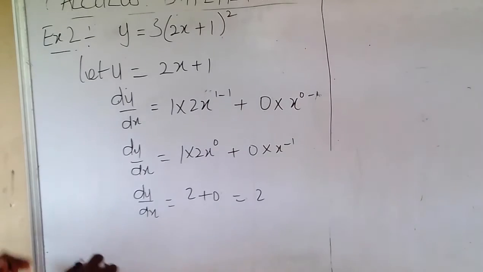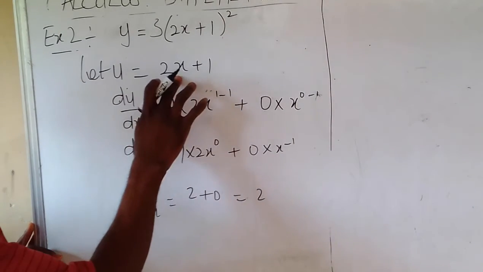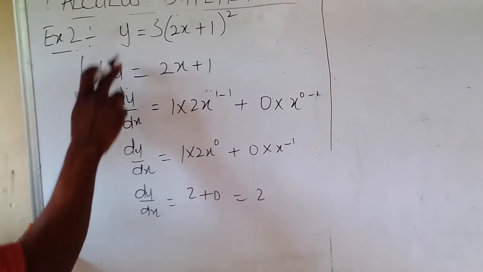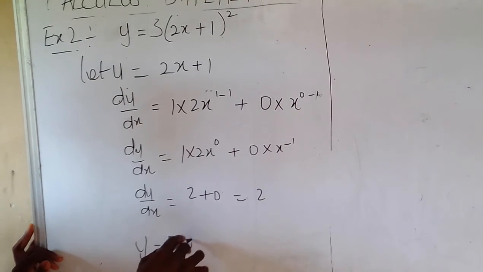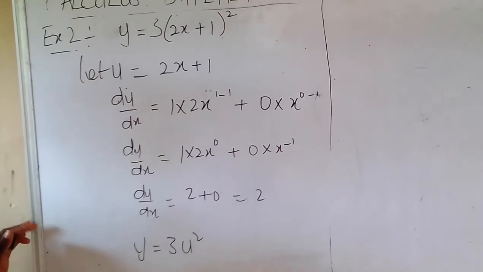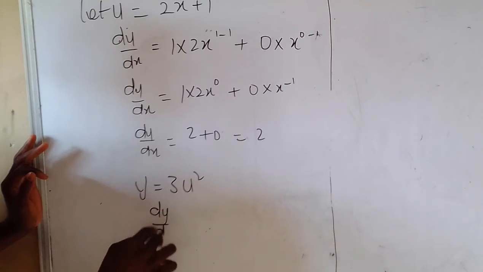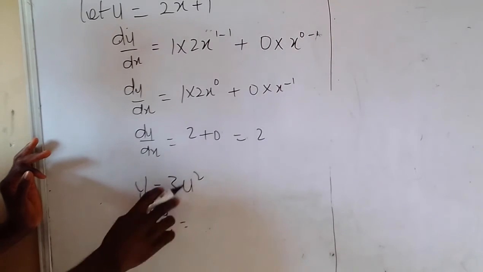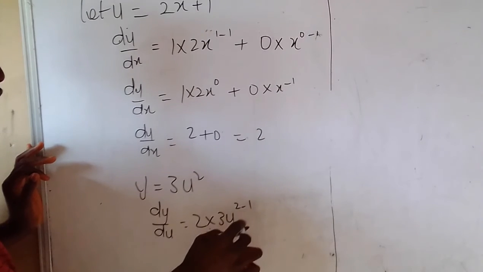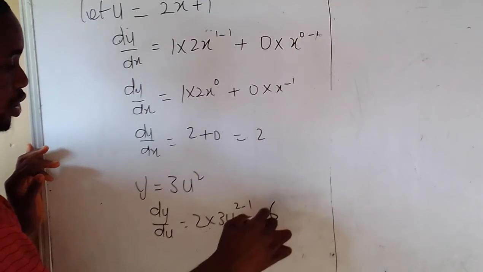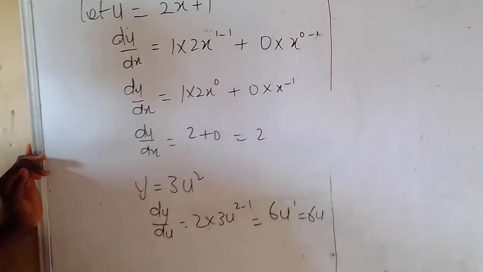So the next thing I have to do is, since we said u is equal to 2x plus 1, it implies that y will be equal to 3u raised to the power 2. So now differentiating y with respect to u, dy/du equals 2 times 3u raised to the power 2 minus 1, which becomes 6u raised to the power 1, which is 6u.